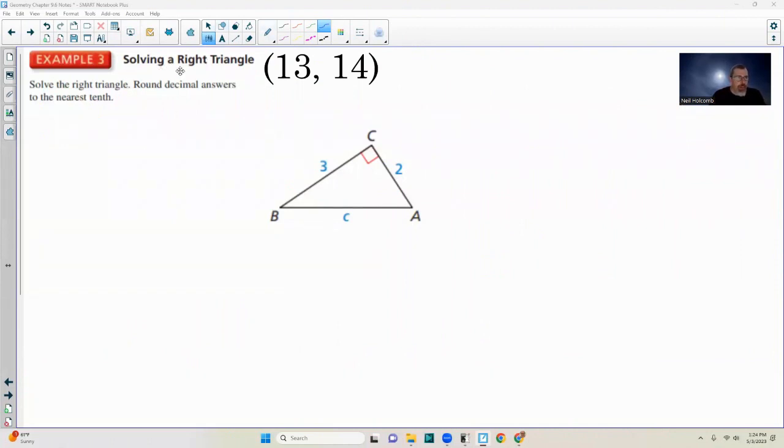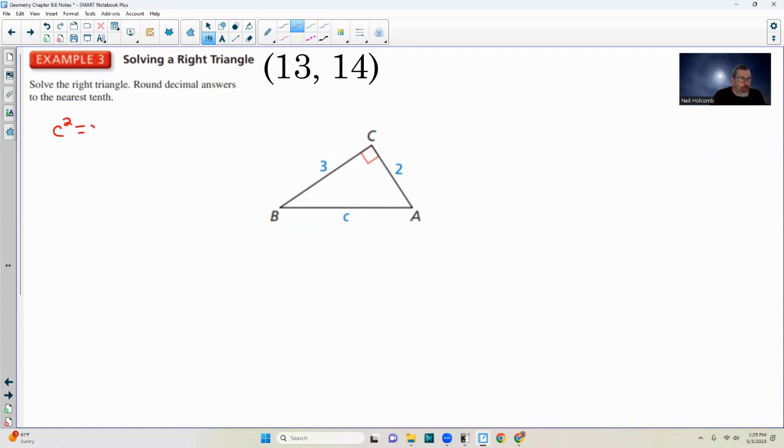Okay, so solving a right triangle. Solve the right triangle. Remember what that means. Find all side lengths, find all angle measures. We need 2 sides or 1 side and 1 angle measure other than the 90. We need 1 acute angle and 1 side or 2 sides. In this situation, we have 2 sides. So what do? Well, we can find C by doing the Pythagorean theorem.